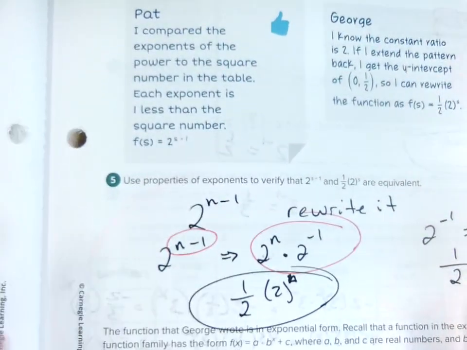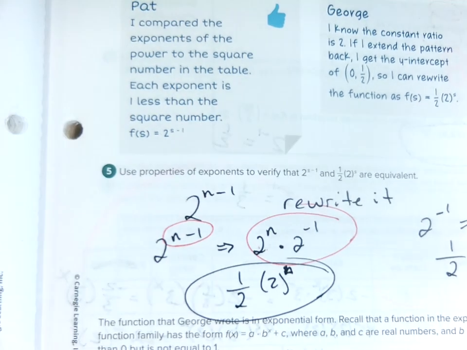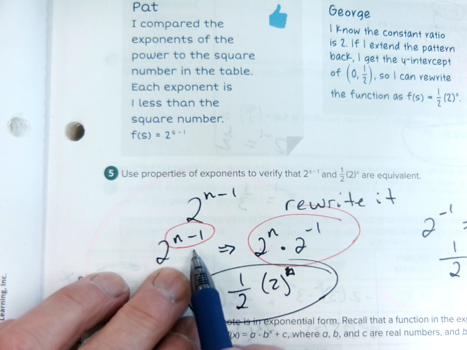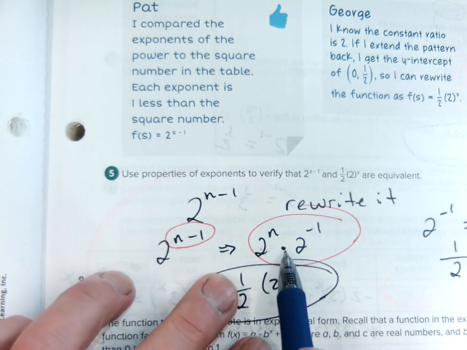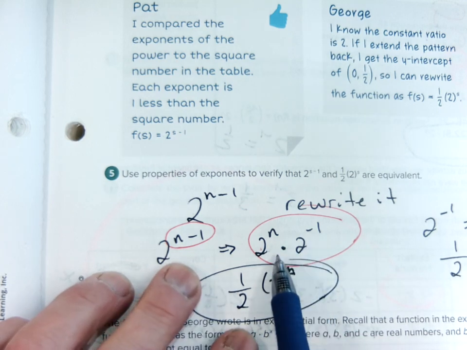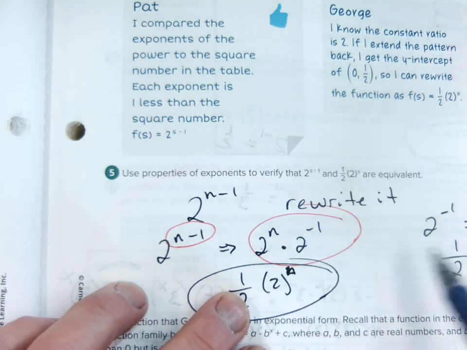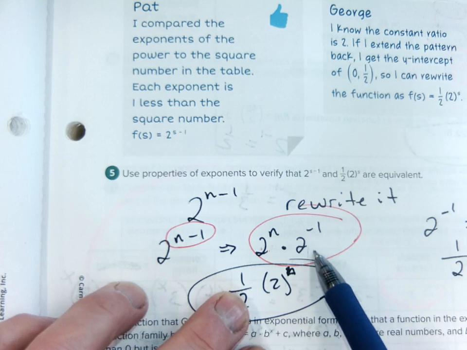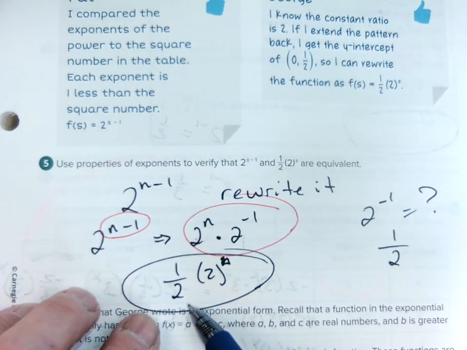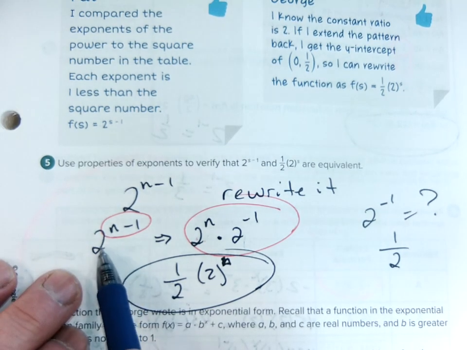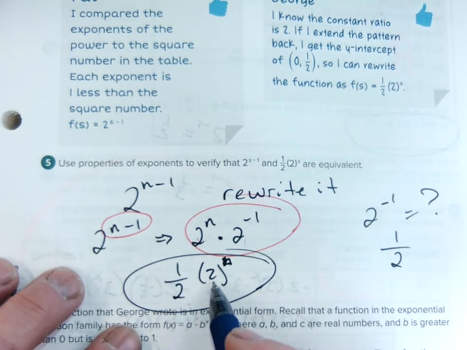Well, the way we do it is this. We rewrite it, and we change our 2 to the n minus 1 power into 2 to the n times 2 to the negative 1, okay? So that's the same exact expression, it's just split up. Now 2 to the negative 1 power, we used our calculator, turned out to be 1/2. So this number is 1/2. So put 1/2 here. So I rewrote it: instead of 2 to the n minus 1 power, it becomes 1/2 times 2 to the n, okay?